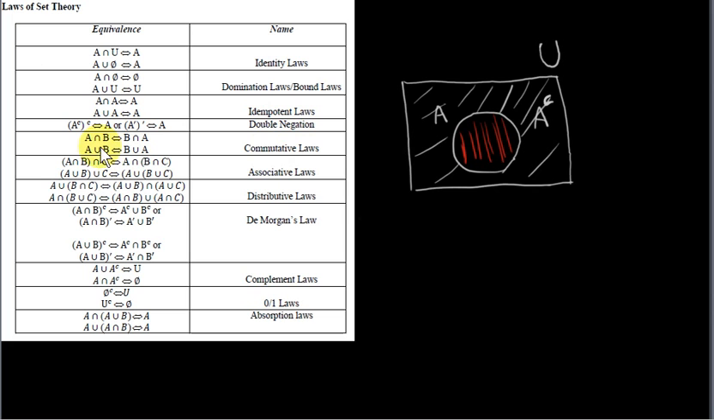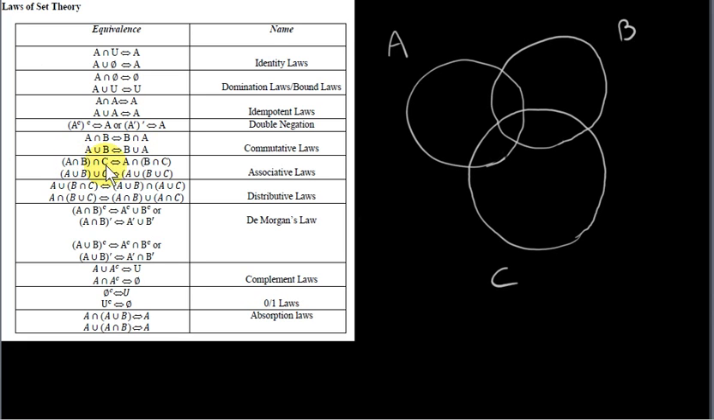The commutative laws are more or less self-explanatory. The intersection of A and B is the same as the intersection of B and A. The union of A and B is the same as the union of B and A. Let's look at the associative laws. A intersecting B intersecting C is the same as A intersecting B intersecting C, with the brackets grouped differently. So when we're intersecting three sets, it doesn't matter which two we take at a time.